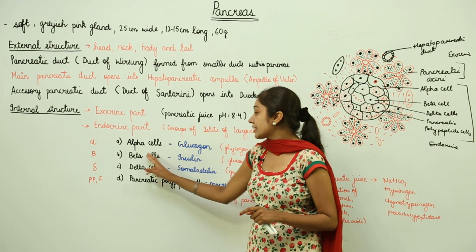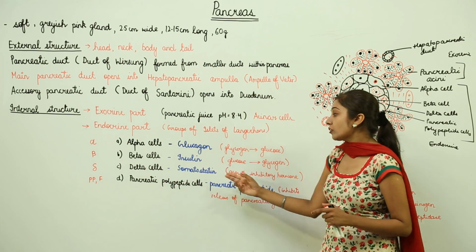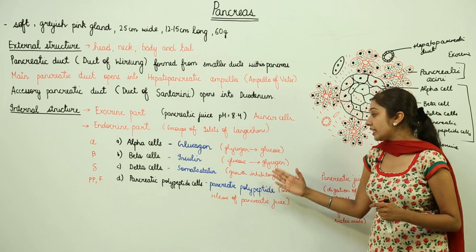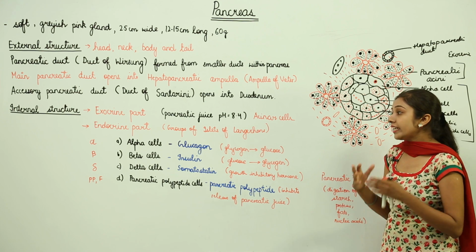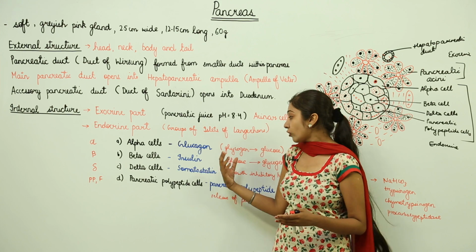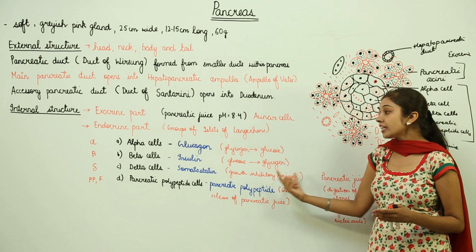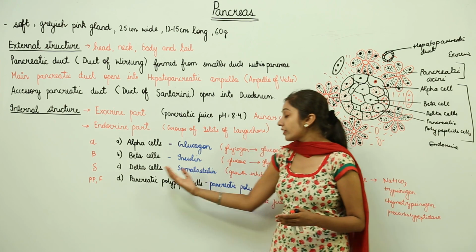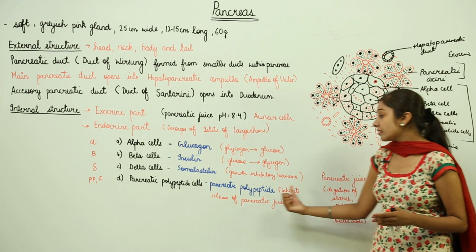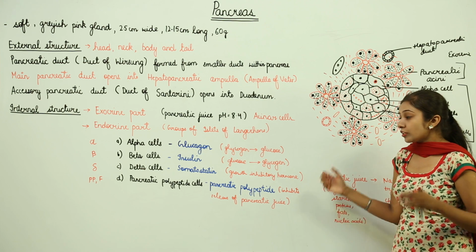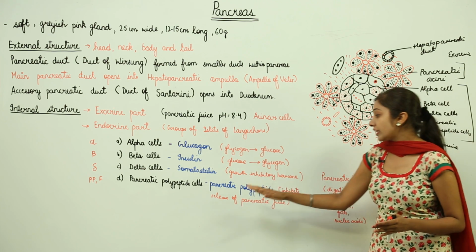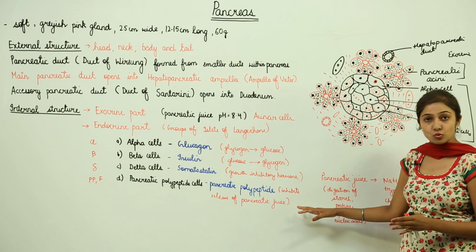Then we have the delta cells. Delta cells secrete the hormone somatostatin. Somatostatin is also known as the growth inhibiting hormone because it inhibits the secretion of insulin and glucagon. Then we have the pancreatic polypeptide cells. They secrete the pancreatic polypeptide, which inhibits the release of pancreatic juice, right?